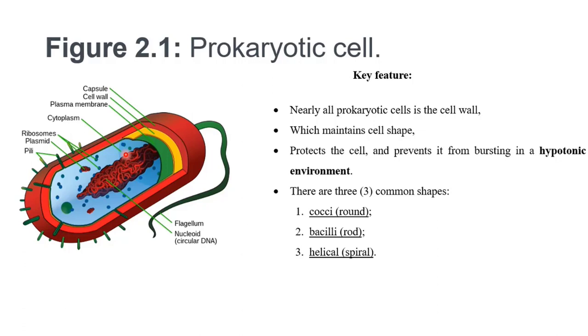So the features of this structure is that all of them have a cell wall which maintains the cell shape and protects, that's the function of a cell wall. It maintains the cell shape, it protects the cell and prevents it from bursting in a hypotonic environment. We'll talk further about what a hypotonic environment is.